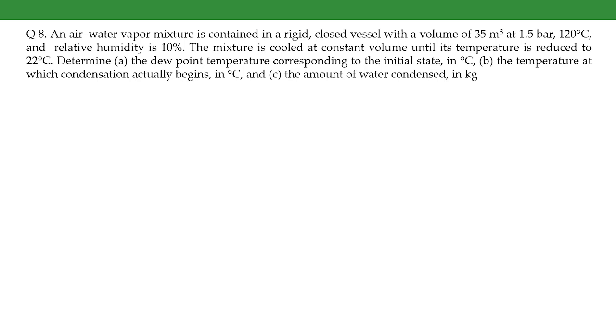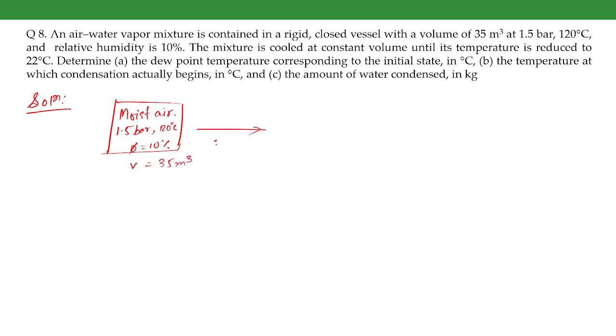So an air water vapor mixture is contained in a rigid closed vessel with a volume of 35 meter cube at 1.5 bar, 120 degrees Celsius and relative humidity of 10%. Okay, so this is basically moist air at 1.5 bar pressure, 120 degrees Celsius and relative humidity of 10%. Volume is 35 meter cube.